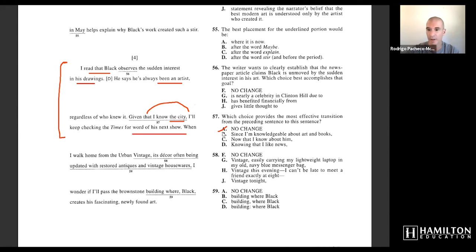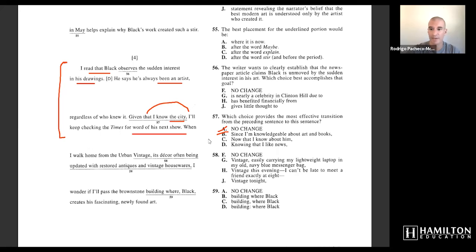B, since I'm knowledgeable about art and books, I'll keep checking the times. Again, that doesn't really work. This dependent clause does not really set up the information that follows, right? That relationship doesn't really work.